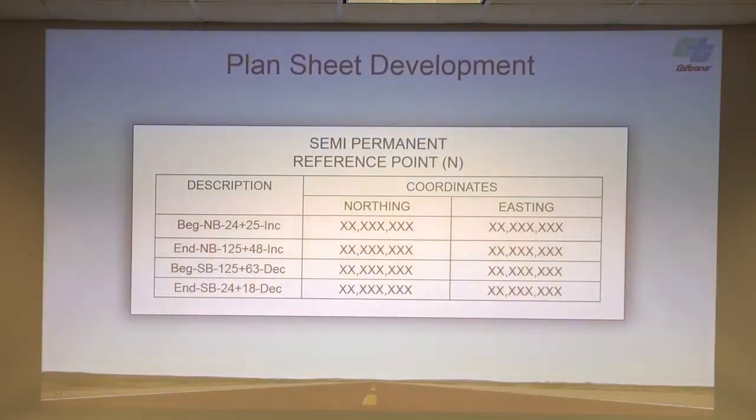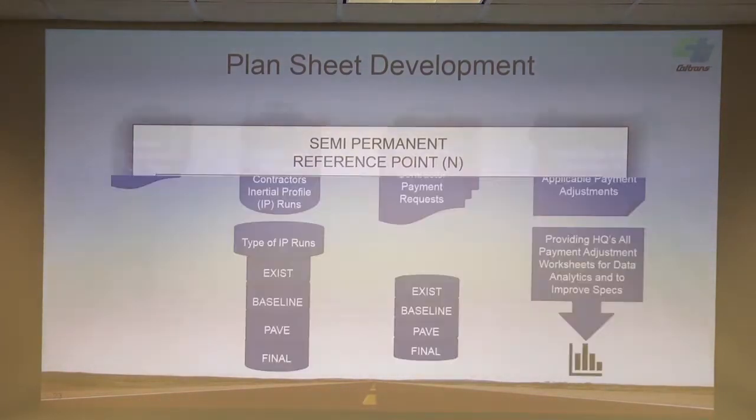Semi-permanent reference points. So they show these with northings and eastings and also some stationing. So these would help the IP operators, so we have consistent stationing, so it would help reference some of the existing pavement conditions that we're putting in the plans as a material handout, and then the contractors would use these semi-permanent reference points when they go through and perform their inertial profile or gather their information and do their inertial profile surveys.